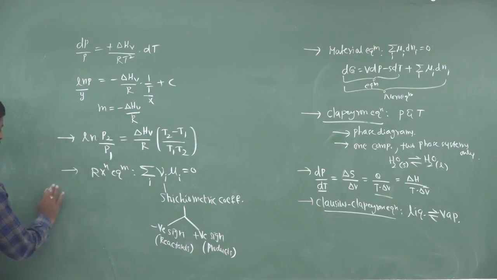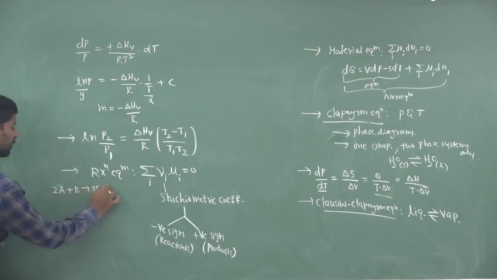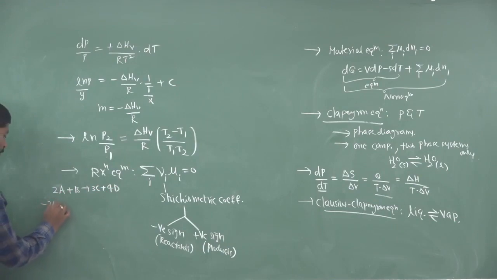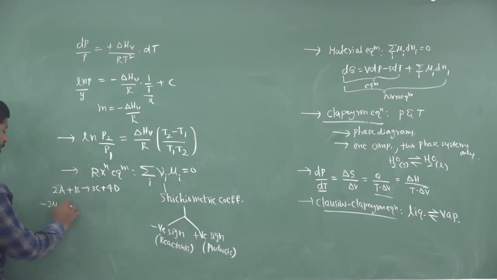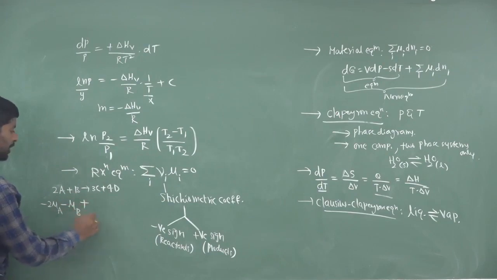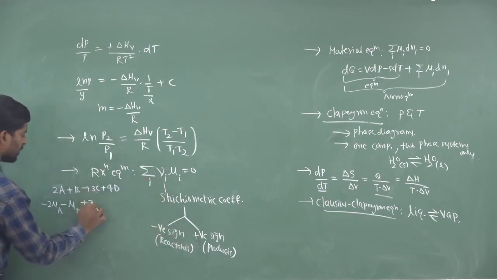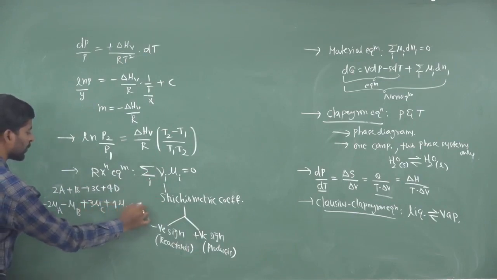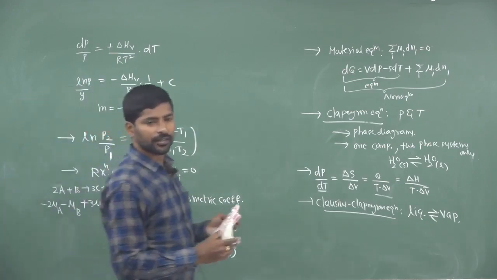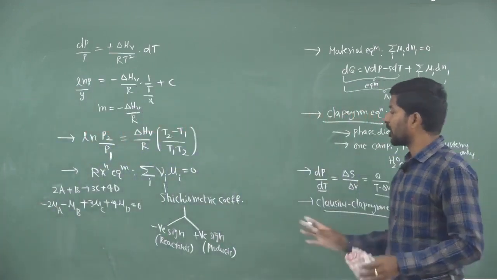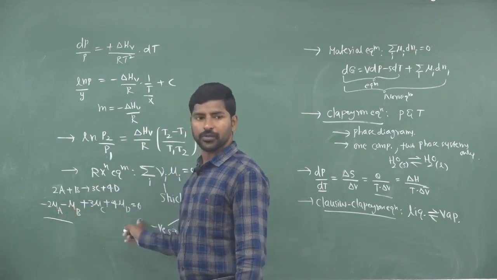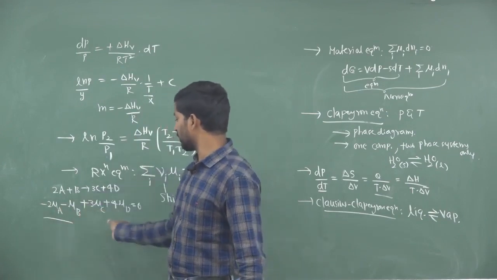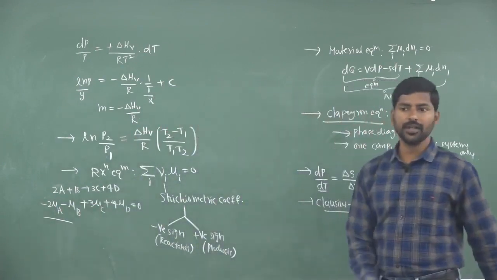For example, if you have a reaction like this, 2A plus B gives rise to 3C plus 4D, when this reaction comes to equilibrium, that is minus 2 mu A. Here we write the stoichiometric coefficient; for reactants we give a negative sign, minus 2 mu A. For B, the stoichiometric coefficient is 1, no need to write, minus mu B. And for products we give a positive sign, plus 3 mu C, plus 4 mu D, that is equal to 0. Okay, right. So when this condition is satisfied, that reaction is said to be under equilibrium. If you bring these two to the right side, it becomes positive or not? Yes. So the sum of the chemical potentials of reactants is equal to the sum of the chemical potentials of products. That is the condition for reaction equilibrium.